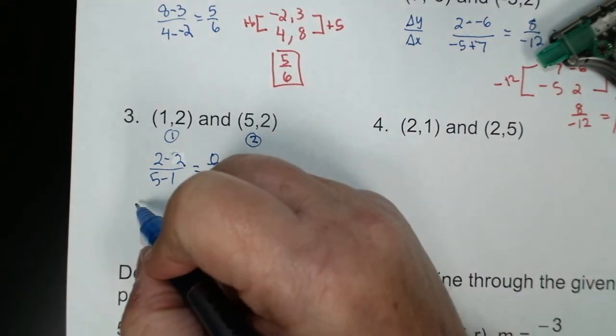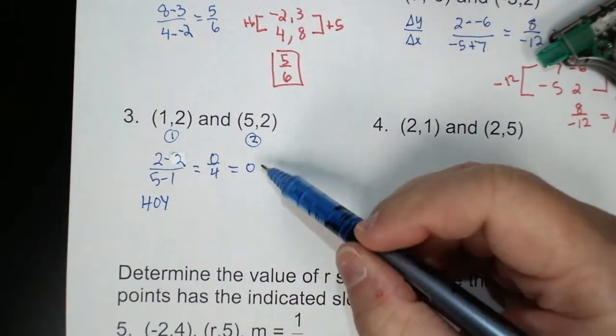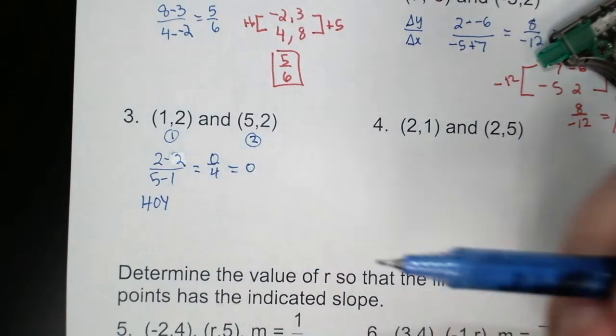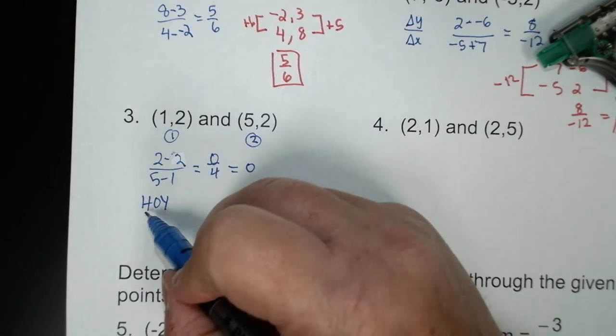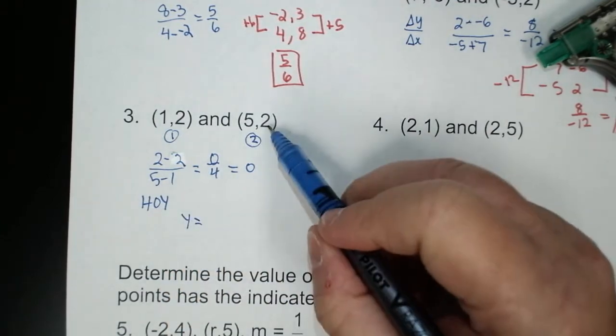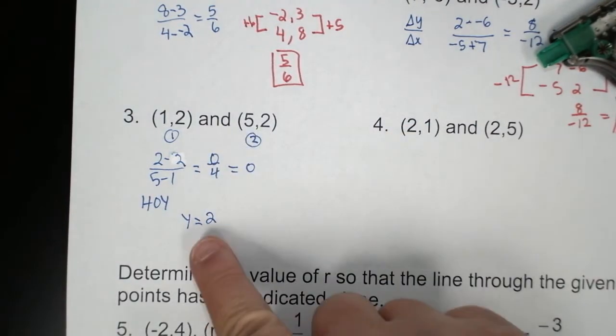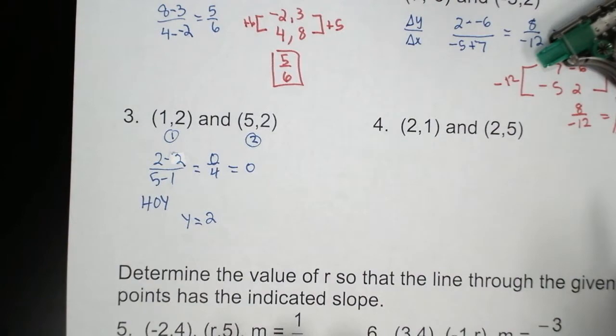Once you say 0 slope, if it just asks for slope, you stop there, but I'm going to keep going and do the equation. Horizontal line, slope of 0, y equals a number. I'm going to look, every single y is 2. And so that would be the equation of that line.